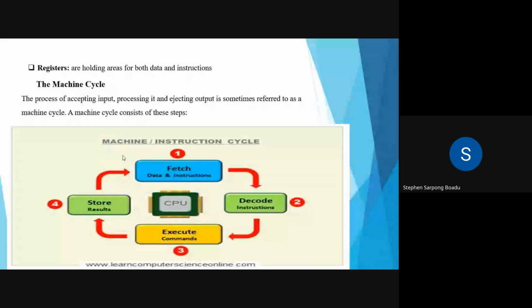So we first start with the first one. We have fetch, we have decode, we have execute, and then we have the store, sometimes also called display.